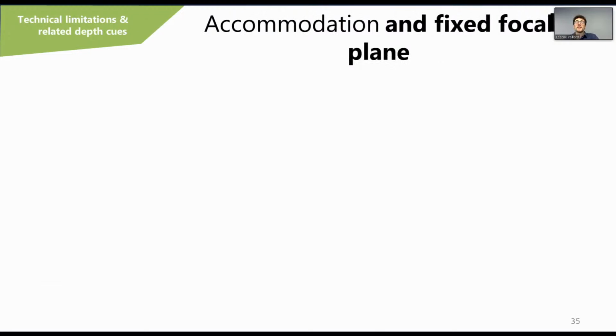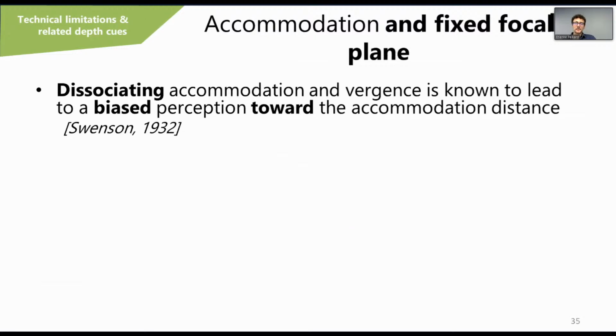The main cue that can be inaccurate in mixed reality is accommodation. Since most of the mixed reality devices display the virtual elements at a fixed distance, the eye has to accommodate at this distance to see the image sharp. However, this distance can be different from the actual distance of the virtual object provided by the other cues. Yet, dissociating accommodation and vergence is known to lead to a biased perception toward the accommodation distance.